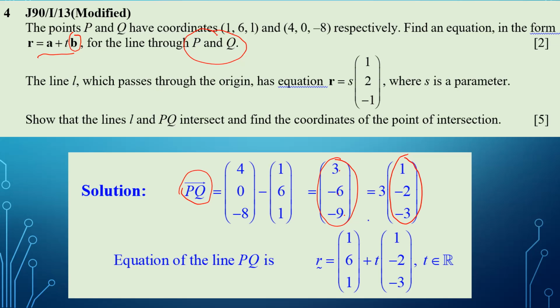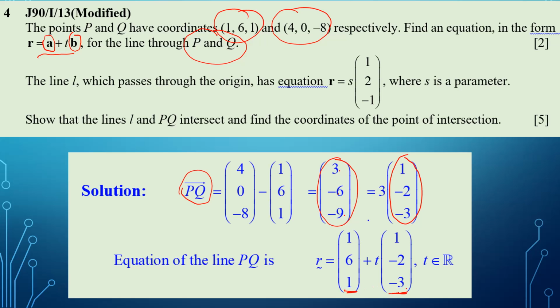So I have one direction, I need one point. Who is the point to use? I can use either point P or point Q to find the equation of the line PQ. And so this is your a plus tb. So that's the first part of the question done.